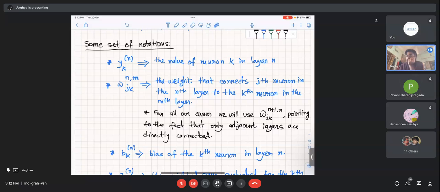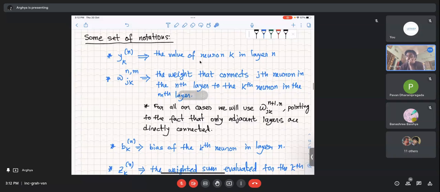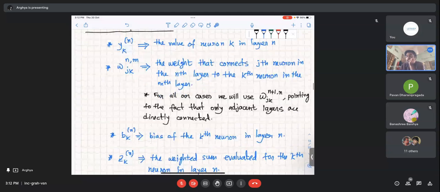So before proceeding, we need to do some setup notations that we also used yesterday. So y_k^n means that this is the value of the neuron k in the nth layer. Whatever the upper index is always the index of the layer, and this is always the index of the neuron. And weights w_jk is basically between the jth neuron in the nth layer to the kth neuron in the mth layer.